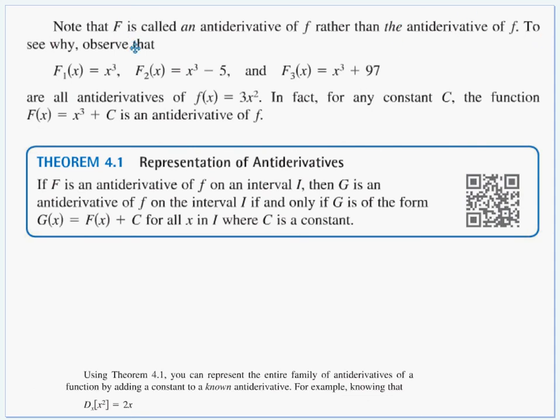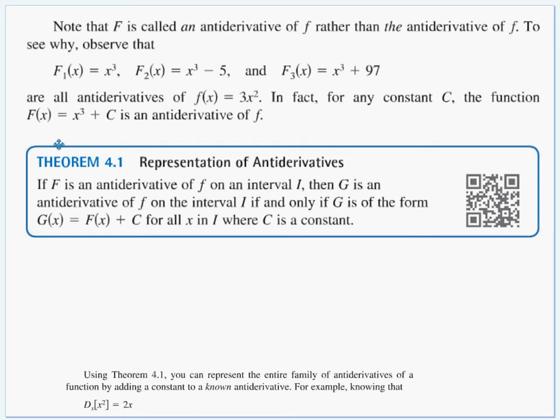To see why, observe that, here's x cubed. If we derive that, we get 3x squared. What about x cubed minus 5? Well, that's going to derive to 3x squared. The 5 derives away. What about x cubed plus 97? It's also going to derive to 3x squared. So all of these have the same derivative of 3x squared. In fact, for any constant c, the function x cubed plus c is an antiderivative of that function.